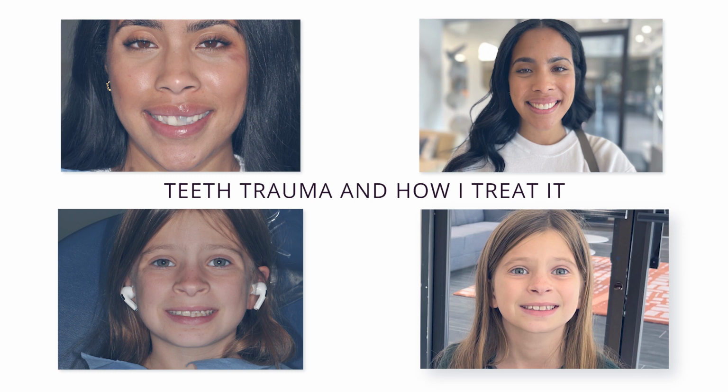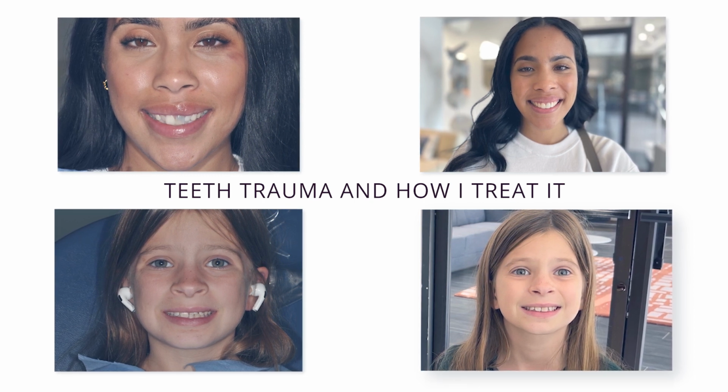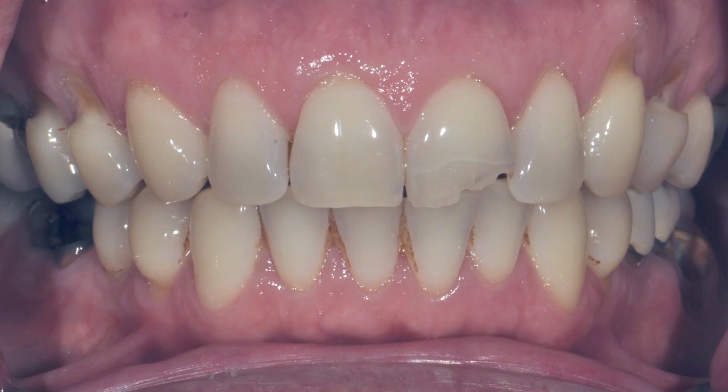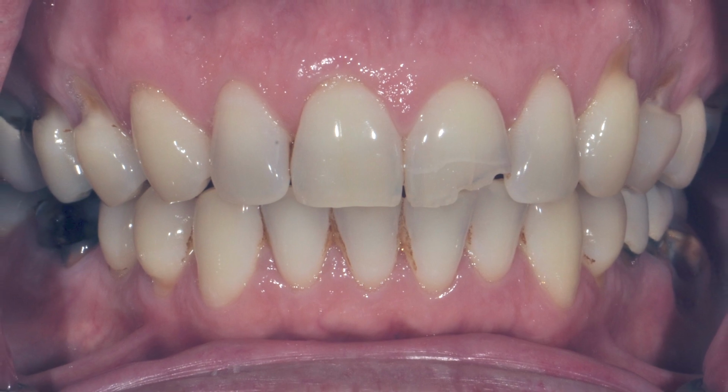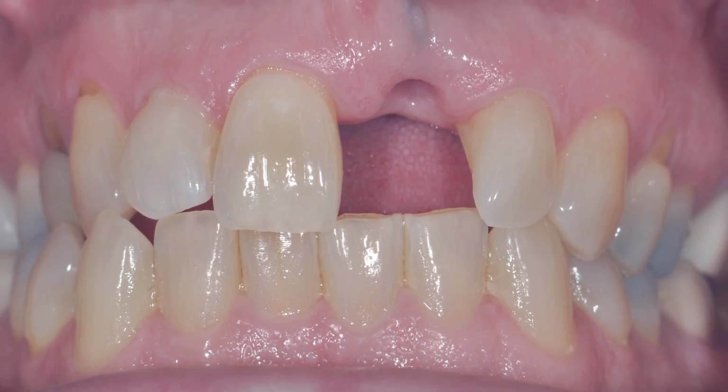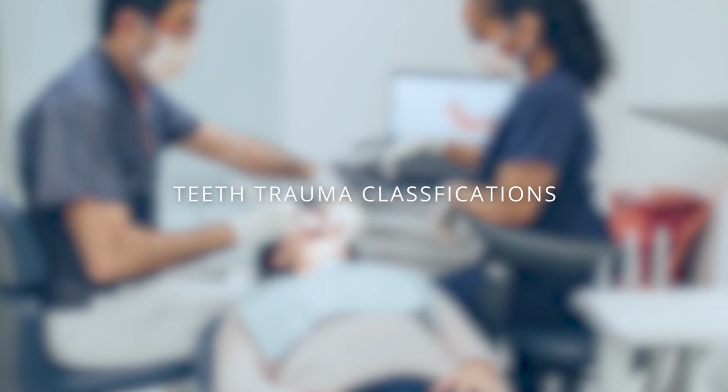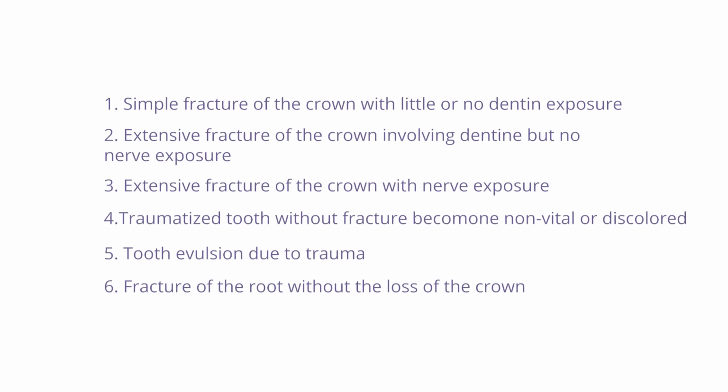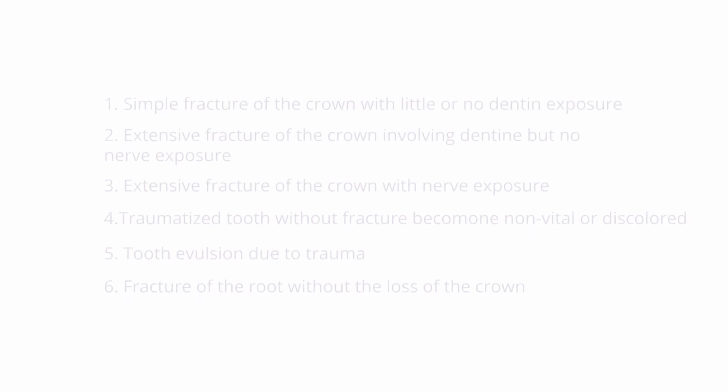Teeth trauma can happen at any time to anyone, young and old. My job as a prosthodontist is to help my patients get their smile back with the best treatment possible. Teeth trauma can be as small as a chip or as big as a full tooth loss. Here is the simple classification that I developed that can help you understand what can be done to fix the problem.